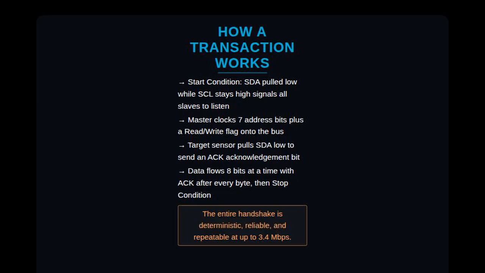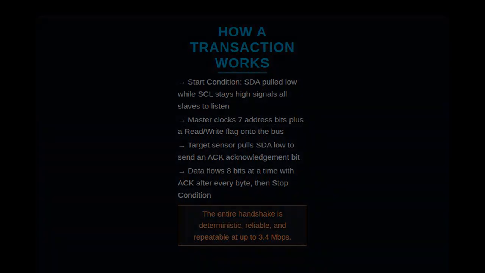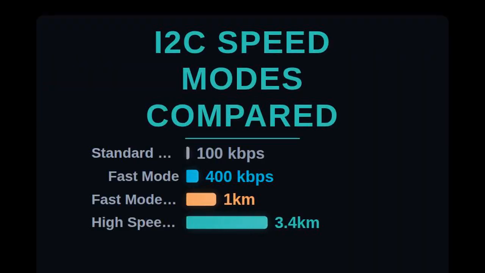Now the actual data transfer happens, 8 bits at a time with an ACK after every byte. When the master is done, it releases the SDA line high while SCL is still high. That's the stop condition, and the bus goes idle again. The whole sequence happens at speeds between 100 kilobits per second in standard mode, 400 kilobits in fast mode, and up to 3.4 megabits in high-speed mode. For sensor data, even standard mode is more than fast enough.